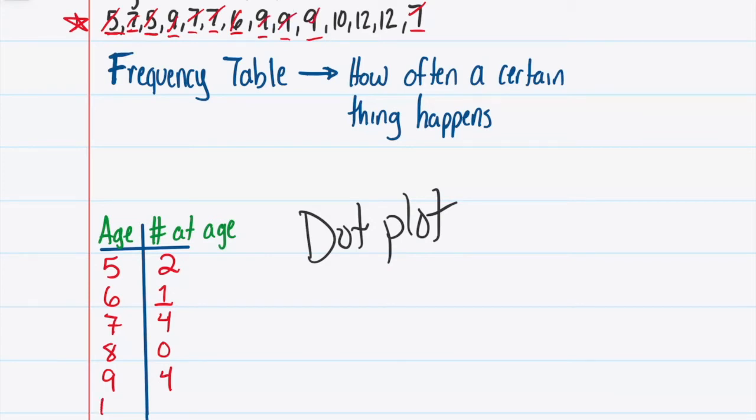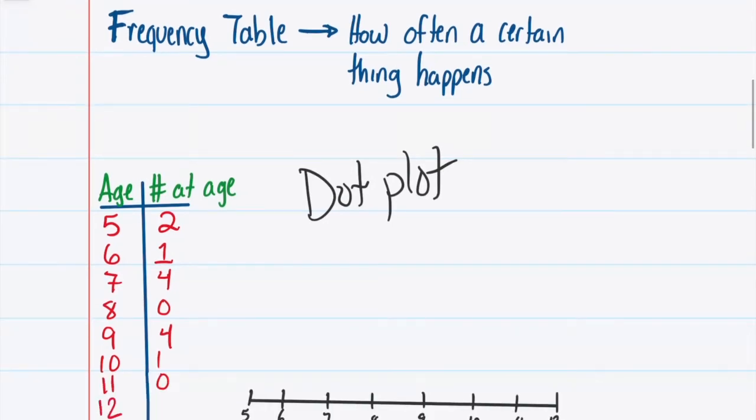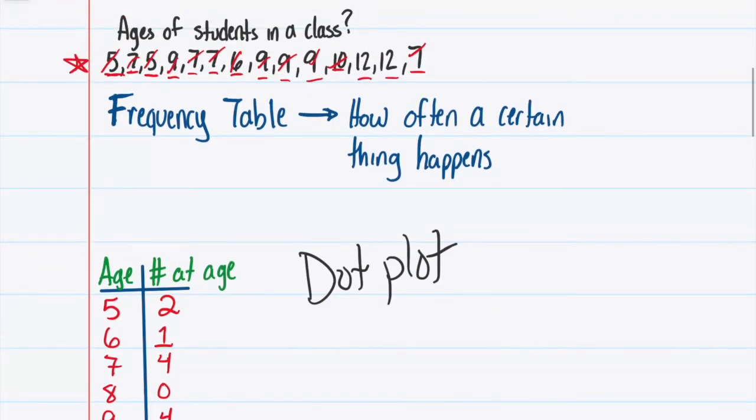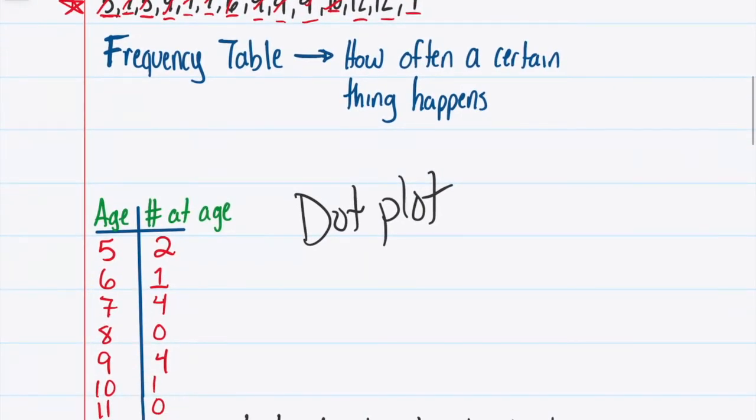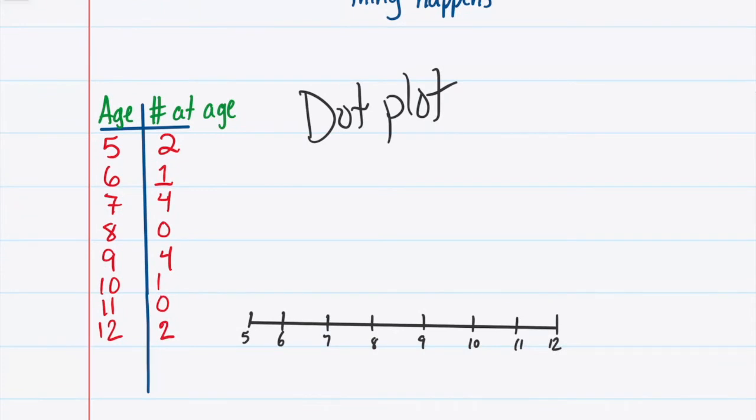And finally, or not finally, there's a few more. 10-year-olds, I see 1. What about 11-year-olds? Nothing, nada. And finally, 12-year-olds, I see 2 of them. So now we organize our data so it's more easy on the eyes.